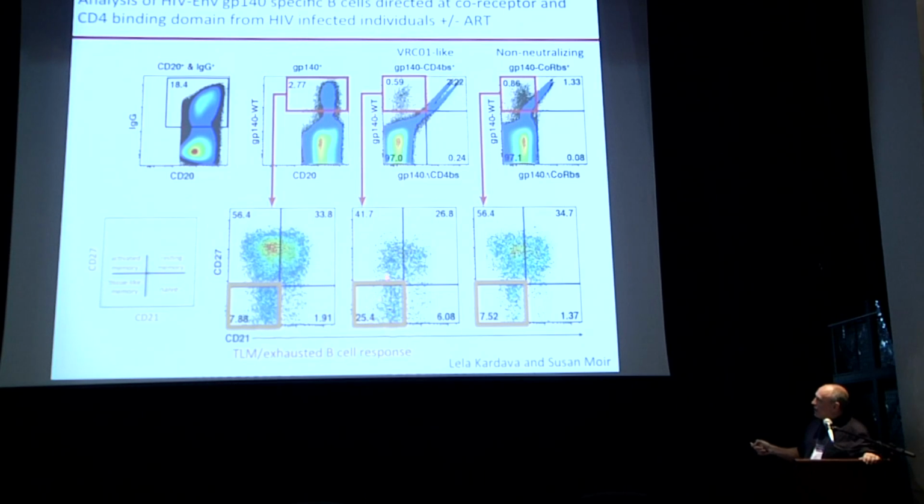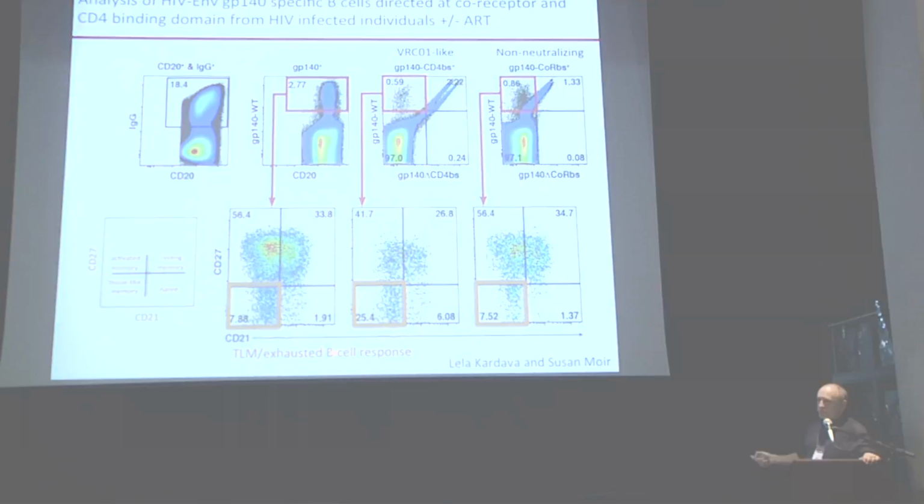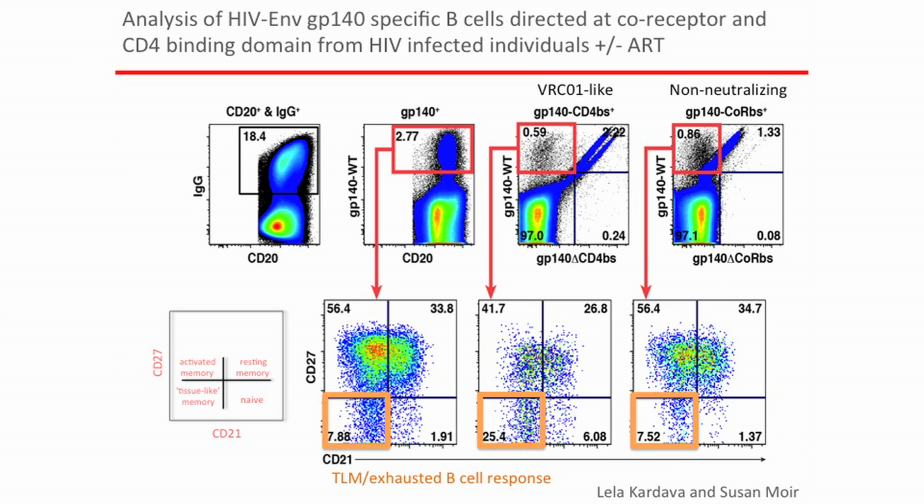And what we see is a larger proportion of those cells that recognize the CD4 binding site fall into the tissue-like or exhausted B-cell responses. Whereas not so many are seen directed towards the rest of the epitopes on GP140, or those directed towards the non-neutralizing co-receptor binding site.